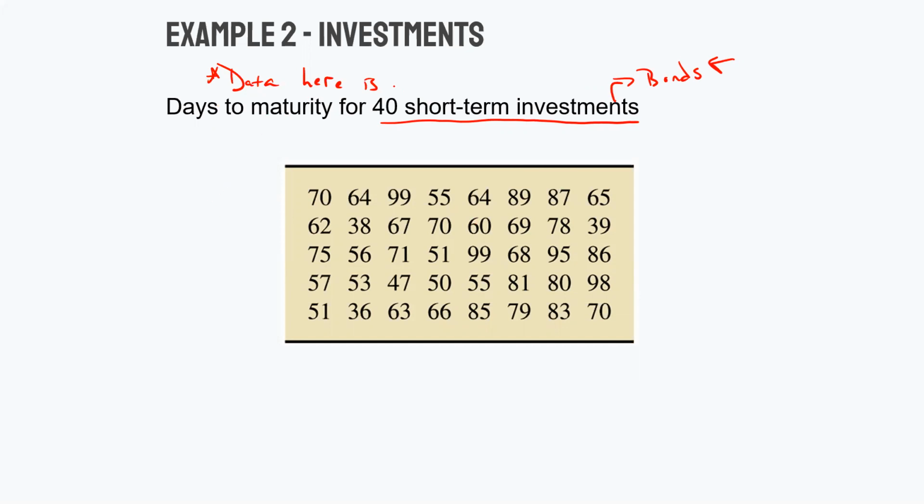So the data here is days. Is days a count or a measurement of some type? So is it discrete or continuous? This is where it gets a little confusing.